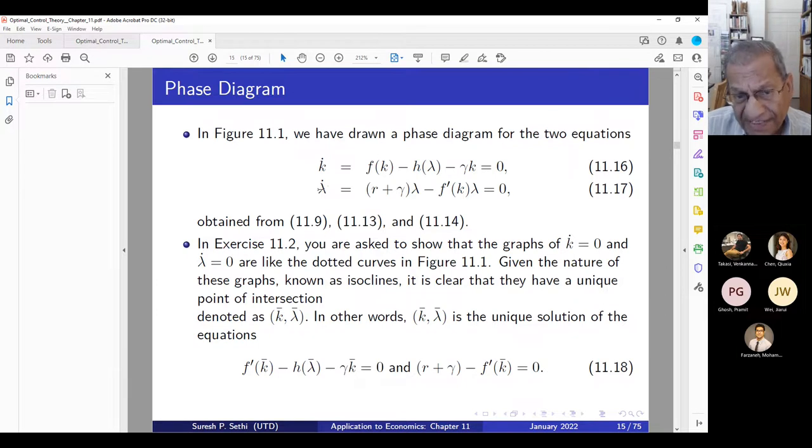So what happens when k is less than k bar? You need to find out what happens to this guy, because depending on whether this guy is increasing or decreasing, you will see whether, if it's increasing, lambda dot will become negative. If it's decreasing, the lambda dot will become positive, because right now it is at 0 at k bar. So I'm going to move k bar a little bit to this side and see what happens.